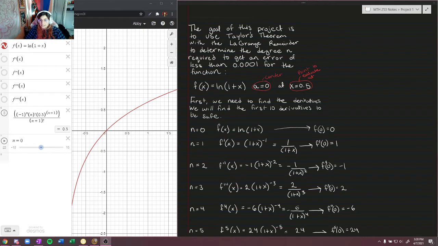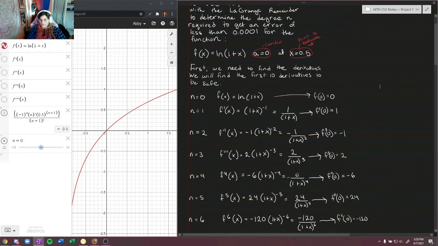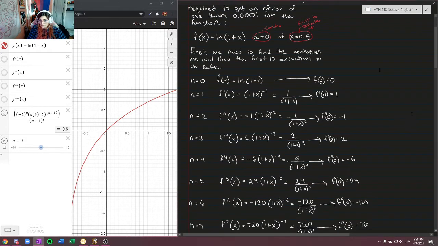So the goal is to use Taylor's theorem with the Lagrange remainder to determine the degree n required to get an error of less than 0.0001 for the function ln of 1 plus x centered at 0, and the point we're evaluating at is 0.05. So the first thing we need to do is find the derivatives so we can look for a pattern. I found the first 10 derivatives just to be safe.